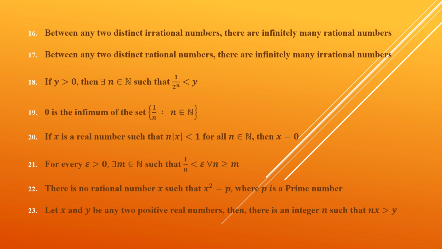There is no rational number x such that x square is equal to p, where p is a prime number. Let x and y be any two positive real numbers, then there is an integer n such that nx is greater than y.